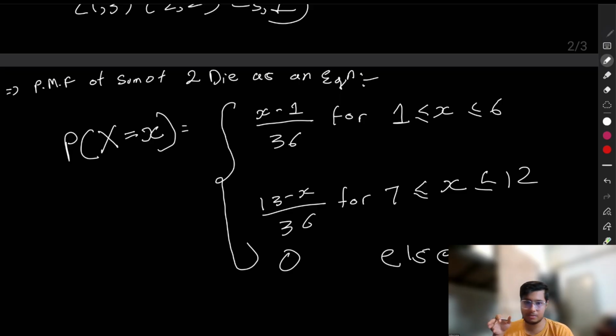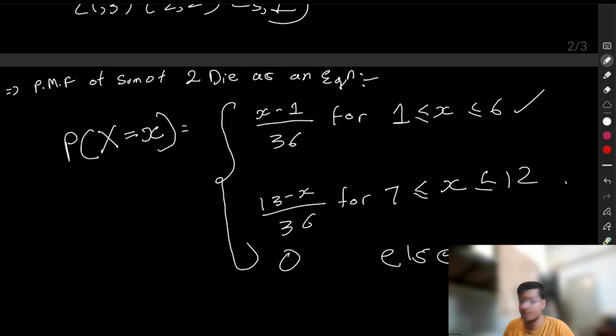If you don't believe this equation, we can calculate. So what is the probability that we roll two dice and the sum is equal to 1? I think it is 0. If you put x equal to 1 in this equation, 1 can fit only in the first part, and the probability is 1 minus 1, which is 0, so 0 by 36 is 0.